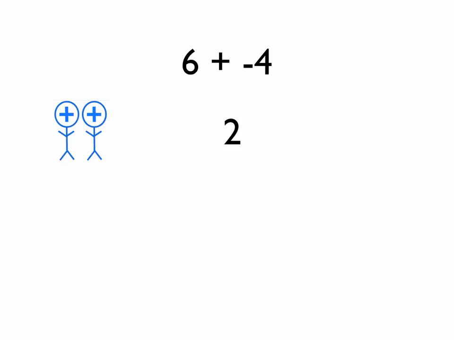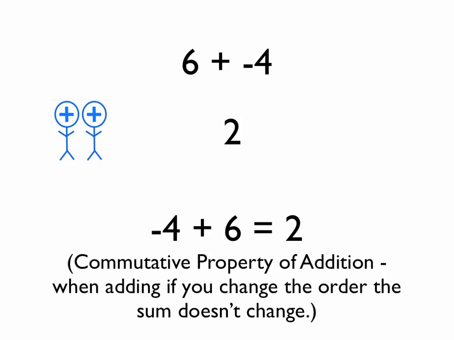Now it doesn't matter if I do 6 plus -4 or -4 plus 6. Either way, the answer is 2. Remember, that is the commutative property of addition. When you're adding, it doesn't matter if you change the order of the addends, you'll always get the same sum.